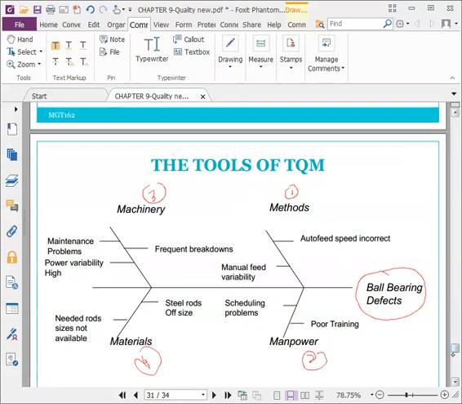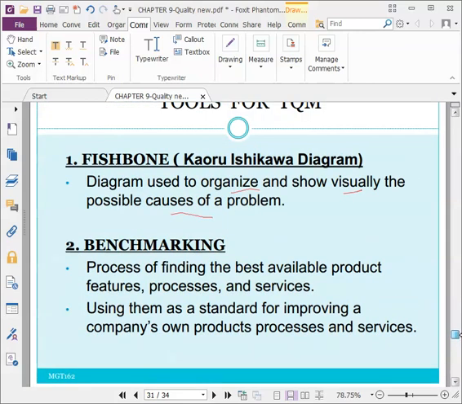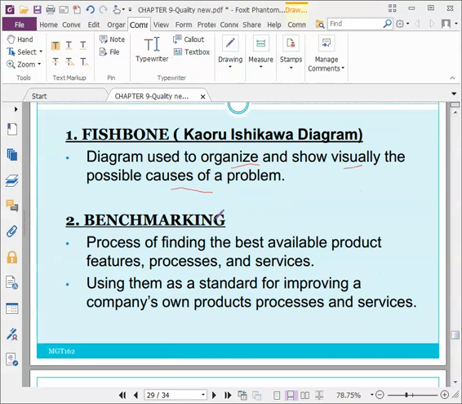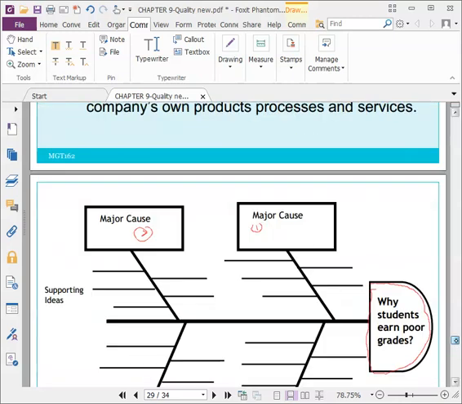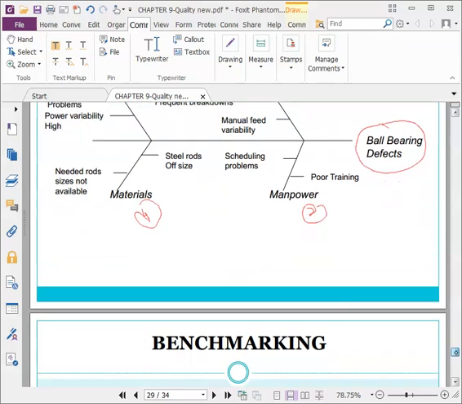Okay. Siapa yang buat? Ishikawa. Okay, dia yang create fishbone ni supaya kita boleh nampak identify what is the problem, okay, cause of the problem, and then how to do the solution, okay, of the problem. Okay, benchmarking macam yang saya dah beritahu tadi lah, process of finding the best available product, features, process and services. Using them as a standard for improving a company's own product, process and services. Okay. Tajuk ni dia ringkas saja.